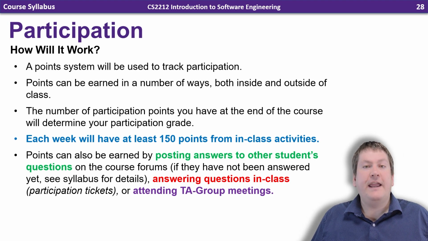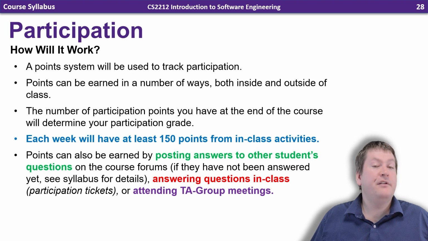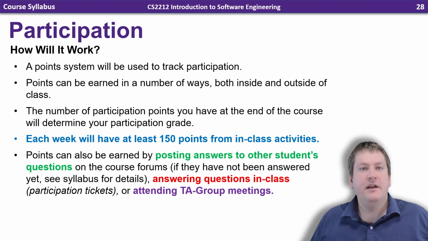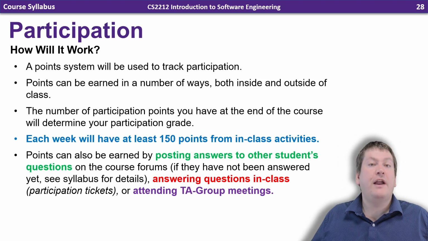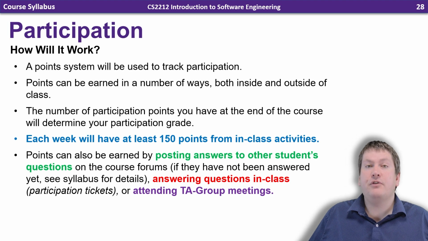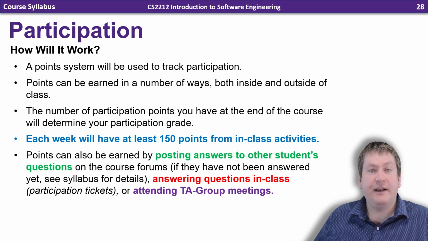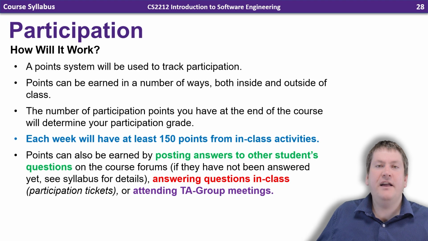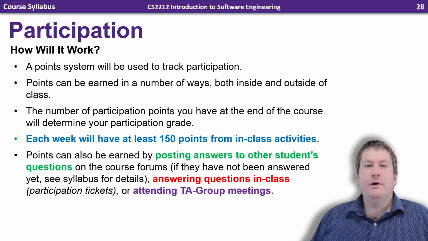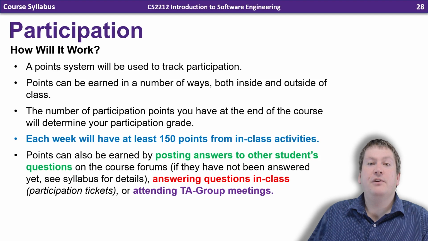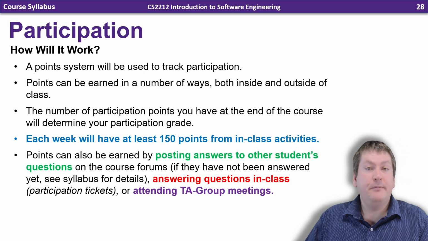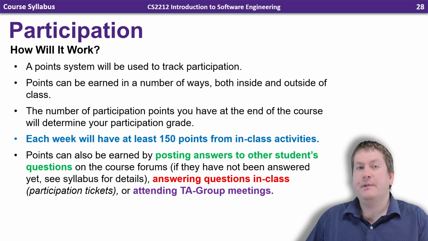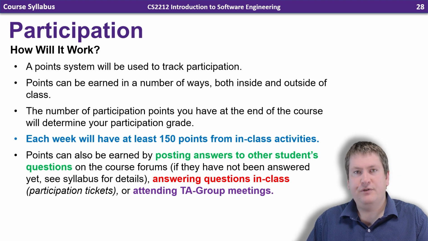This includes things like answering other students' questions on the course forums. So if someone posts a question and it hasn't been answered yet, and you post an answer and it's helpful and meaningful, and it was done in a timely fashion, you can earn extra points. You can also earn extra points by answering a question out loud in class. So if I ask a question to the class, and you put up your hand and I choose you, you will get a little participation ticket. If you submit this participation ticket for the CS1 tool, you will have points added to your account. And the other way you can earn points is simply by attending TA group meetings, something you already have to do, and it earns you participation points.